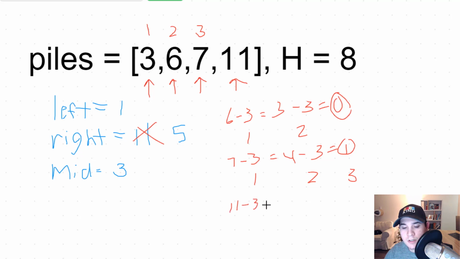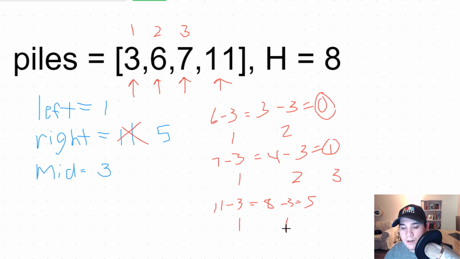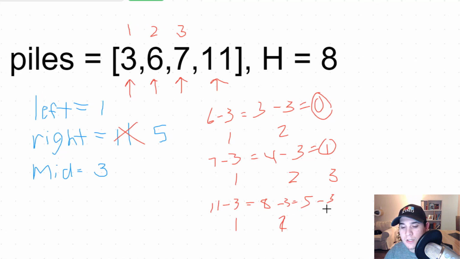11 minus 3, that's 8. Took her 1 hour. Minus 3, we have 5, another hour. Minus 3, another hour, and then we have 2 bananas left. So another hour to eat the last 2. So we have 4 here.